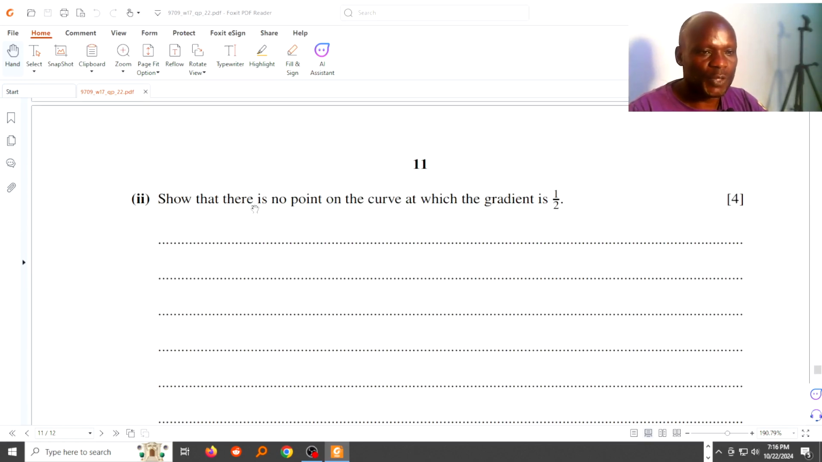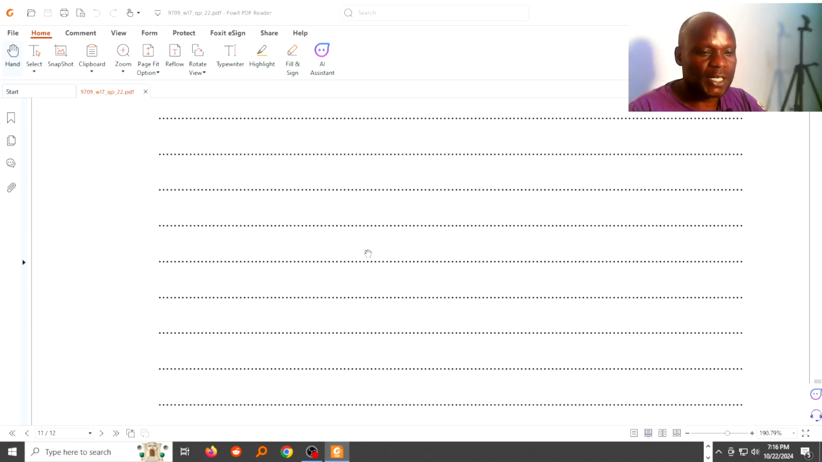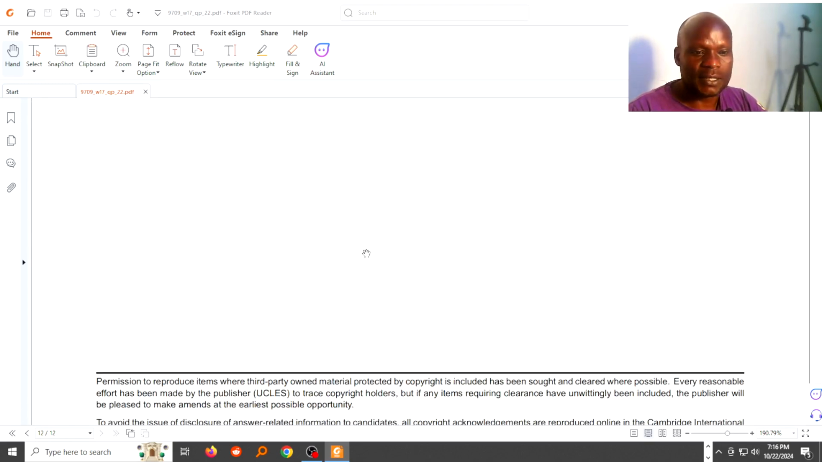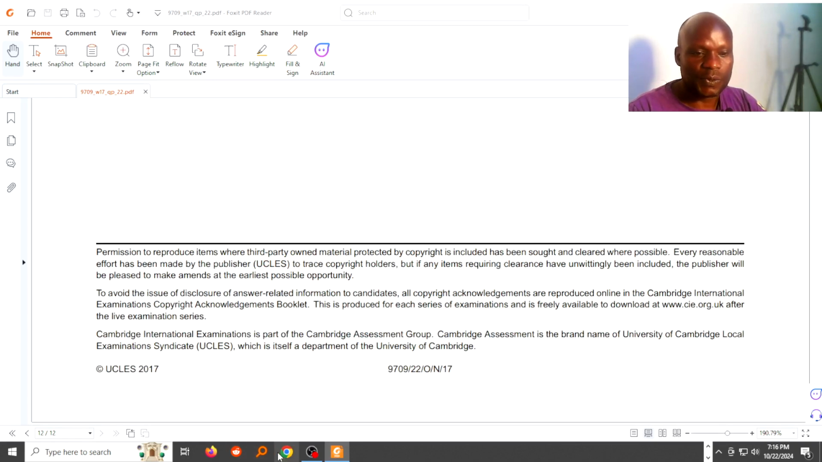Part 2: show that there is no point on the curve at which the gradient is half. That's 4 marks. And that's all. So we dive into the solution.